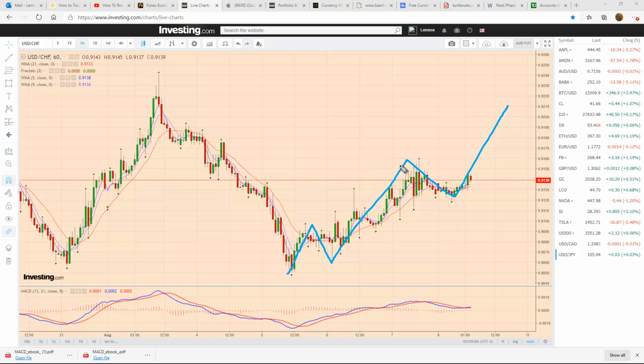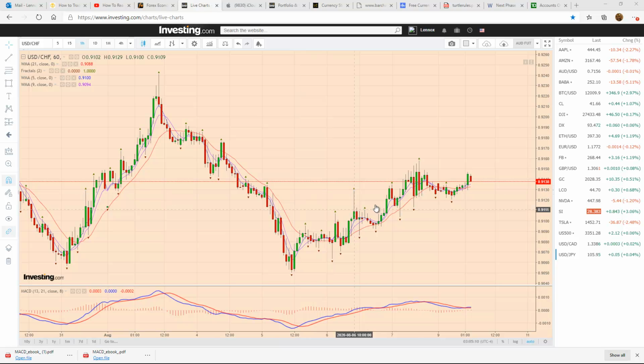What's setting up, and the key is what the U.S. dollar does, and if the U.S. dollar continues its strength to the upside, then this is what will be expected, at least in the short term.